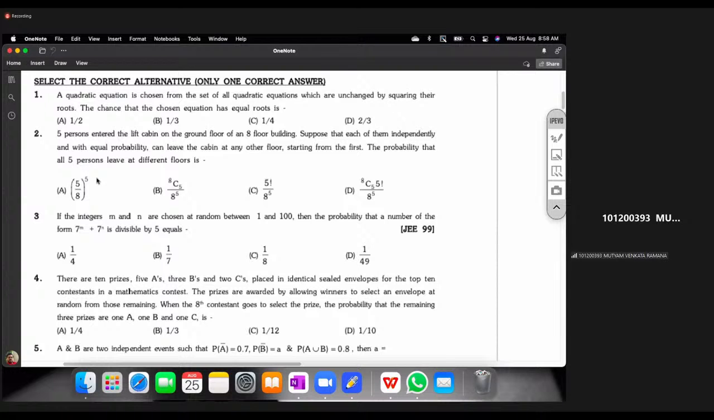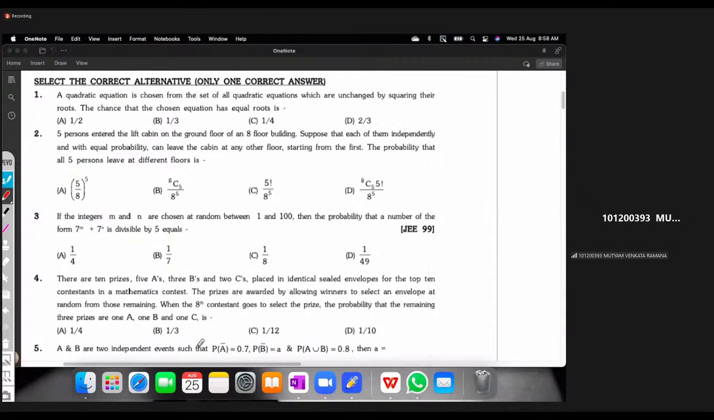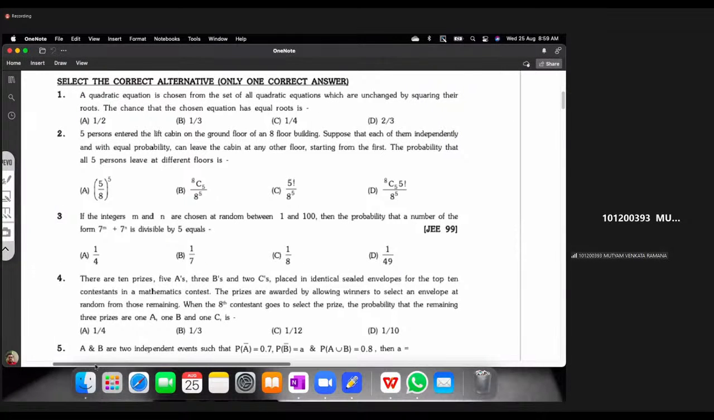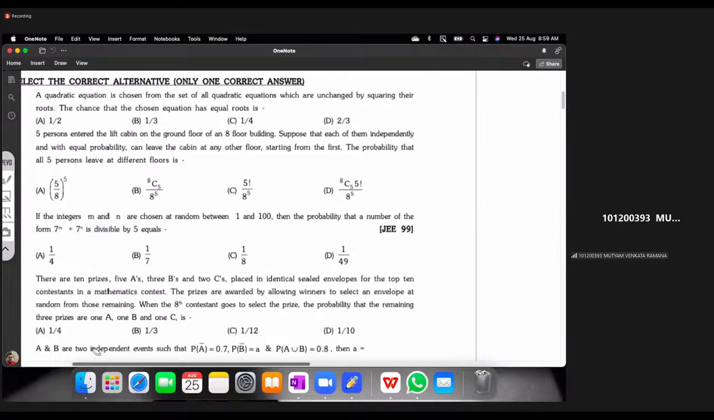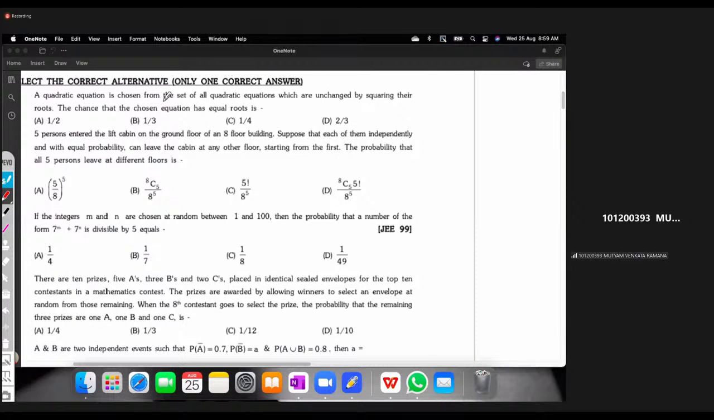Okay. So the first one, a quadratic equation chosen from the set of all quadratic equations which are unchanged by squaring their roots. The chance of the chosen equation has equal roots. So there is an equation like x square minus (alpha plus beta) x plus alpha beta is equal to 0.